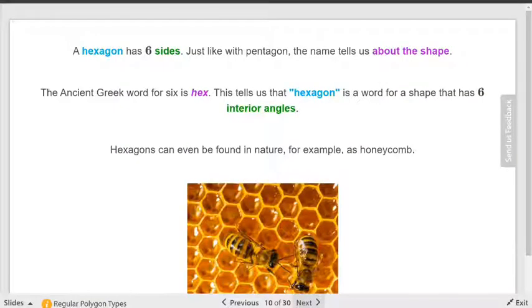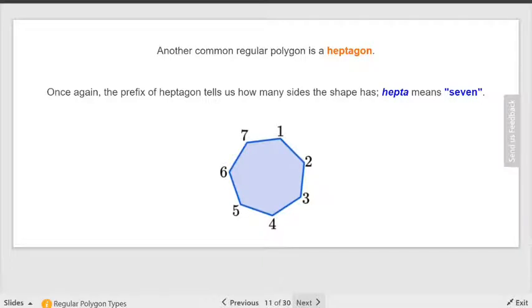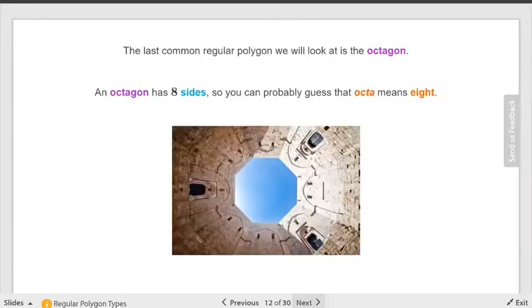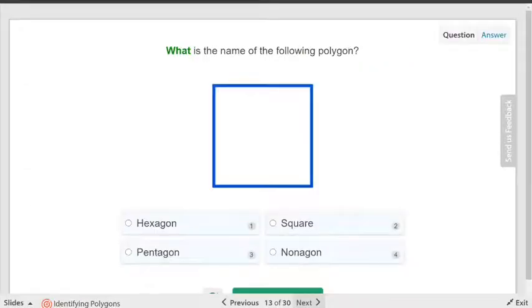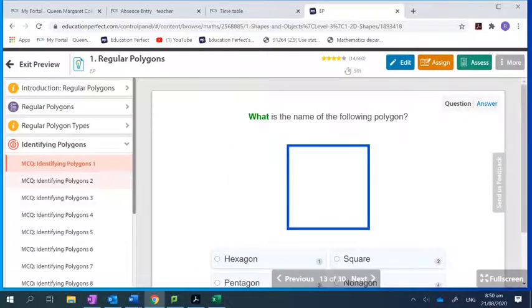Hexagon has 6 sides. Good. So again, this shouldn't be new information for you, but it might have been a while since you've thought about the different names. How about 7 sides? Heptagon. There you go. Hepta means 7. Octagon, 8. Okay, and there are, of course, more. Nonagon, what do you think? Probably 9. There you go. Good. No, that's your homework.